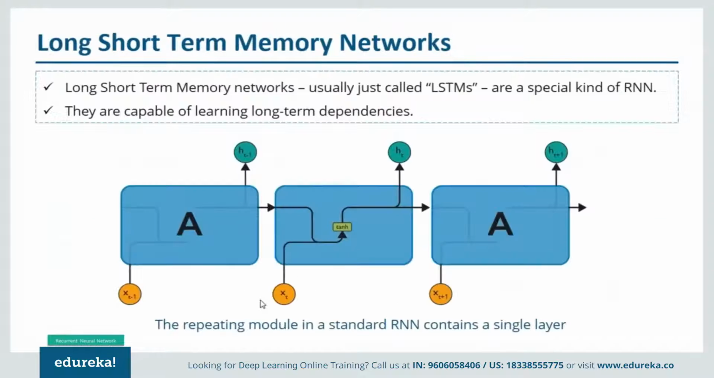Now let us understand what exactly are LSTMs. So guys, we saw the two limitations of recurrent neural networks. Now we'll understand how we can solve that with the help of LSTMs. Long short-term memory networks, usually called LSTMs, are nothing but a special kind of recurrent neural network, and they are capable of learning long-term dependencies. Now what are long-term dependencies? I've discussed that in the previous slide, but I'll just explain it here as well.